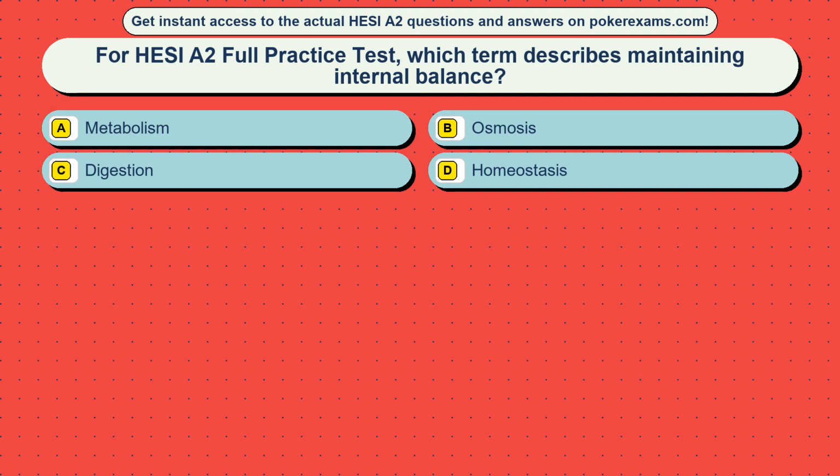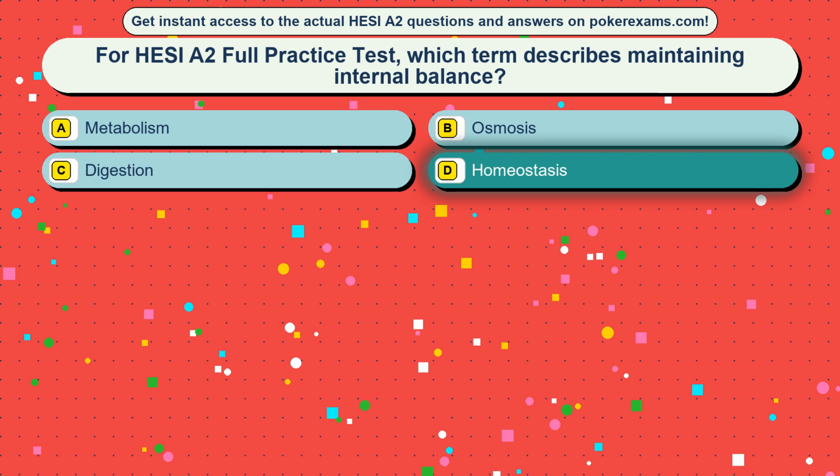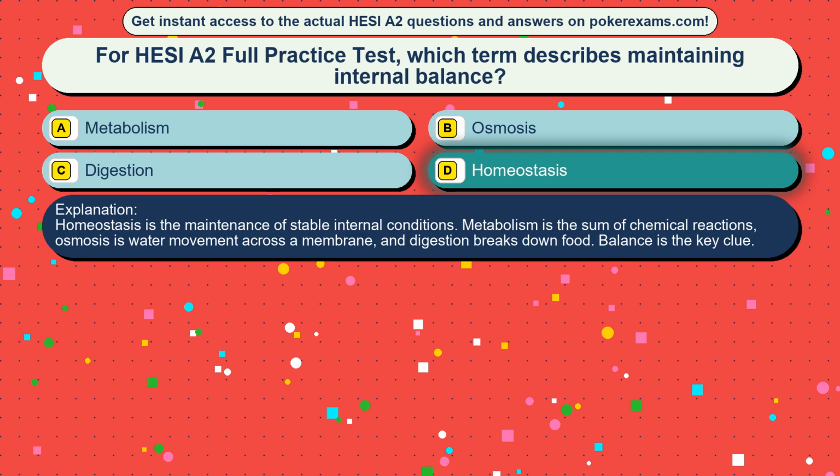Question 22. For HESI A2 full practice test, which term describes maintaining internal balance? Option A, metabolism. Option B, osmosis. Option C, digestion. Option D, homeostasis. The correct answer is option D, homeostasis. Homeostasis is the maintenance of stable internal conditions. Metabolism is the sum of chemical reactions, osmosis is water movement across a membrane, and digestion breaks down food. Balance is the key clue.